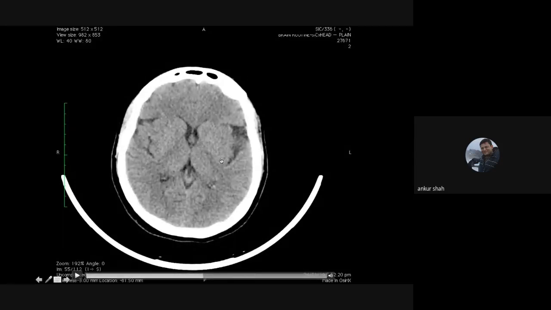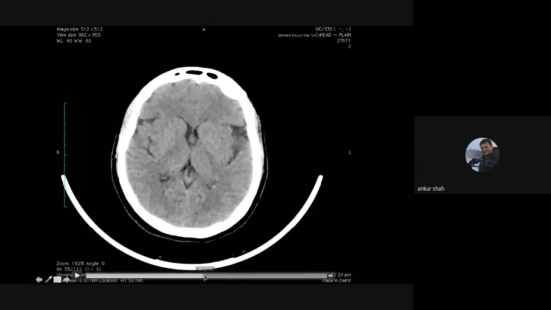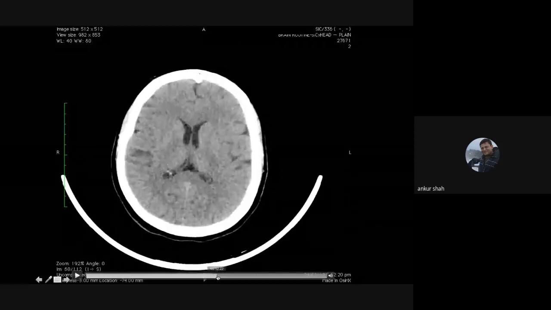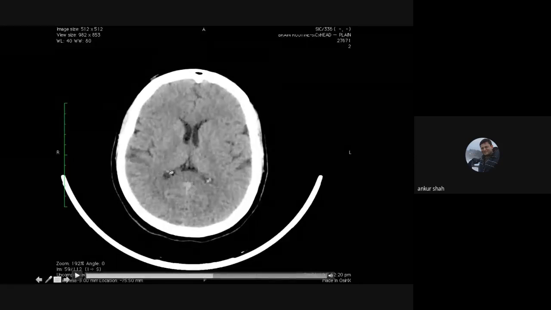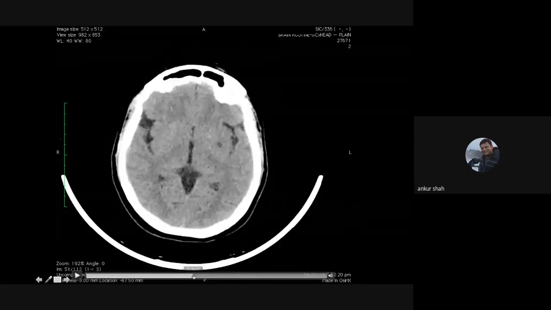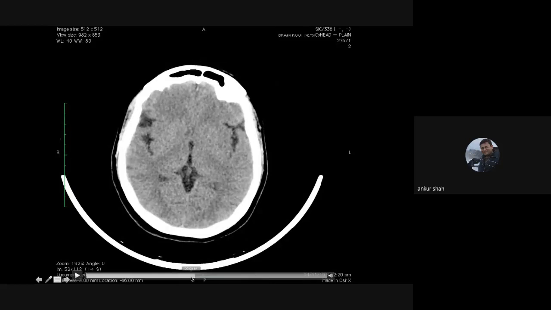ganglionic or capsular region. This is the sylvian fissure, the ventricles. So everything you can even identify on CT scan also. As I said, there can be subtle normal calcification in the choroid plexus, which is visible on CT scan. And this is the region of the pineal gland.